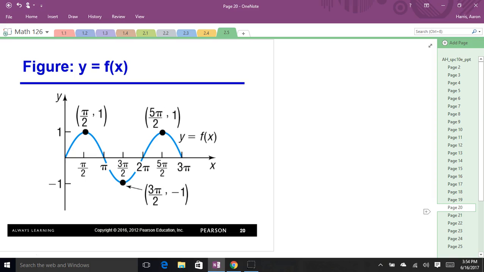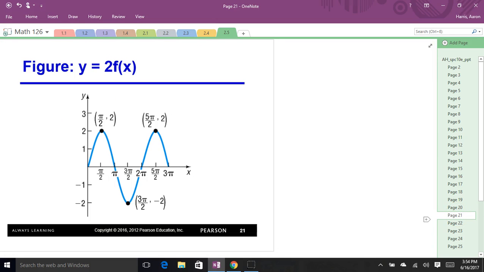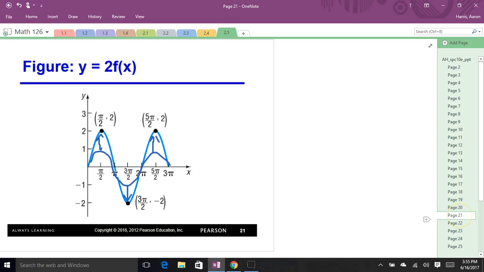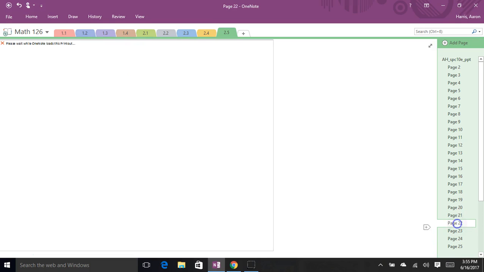Here's your original function f of x. Notice that the domain goes out to 3 pi. Notice this point pi halves comma 1. This one stretched that out, so it took that pi halves, 1 and stretched it out. The domain's still the same. This was the original, and it vertically stretched that by a factor of 2. See how it took those points and stretched them by a factor of 2? There's the original, and there it is stretched out, and that's because of that 2 in front.